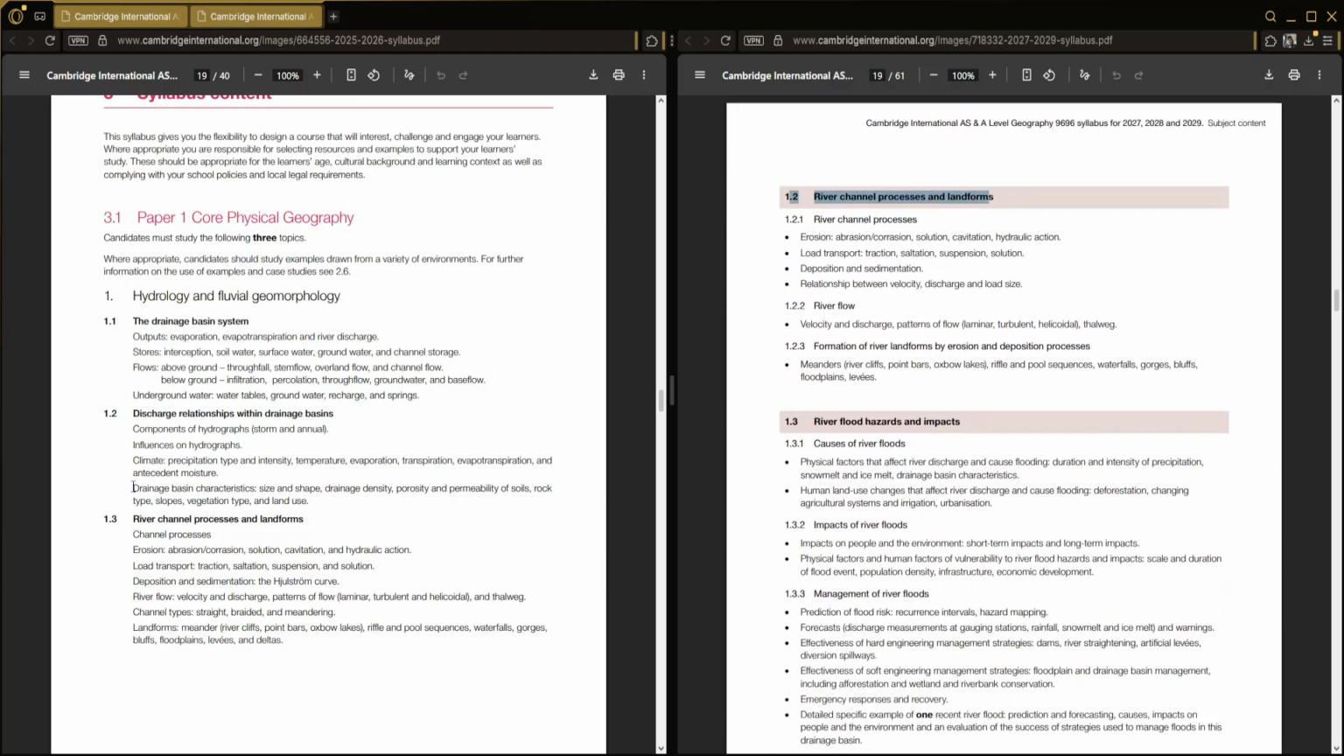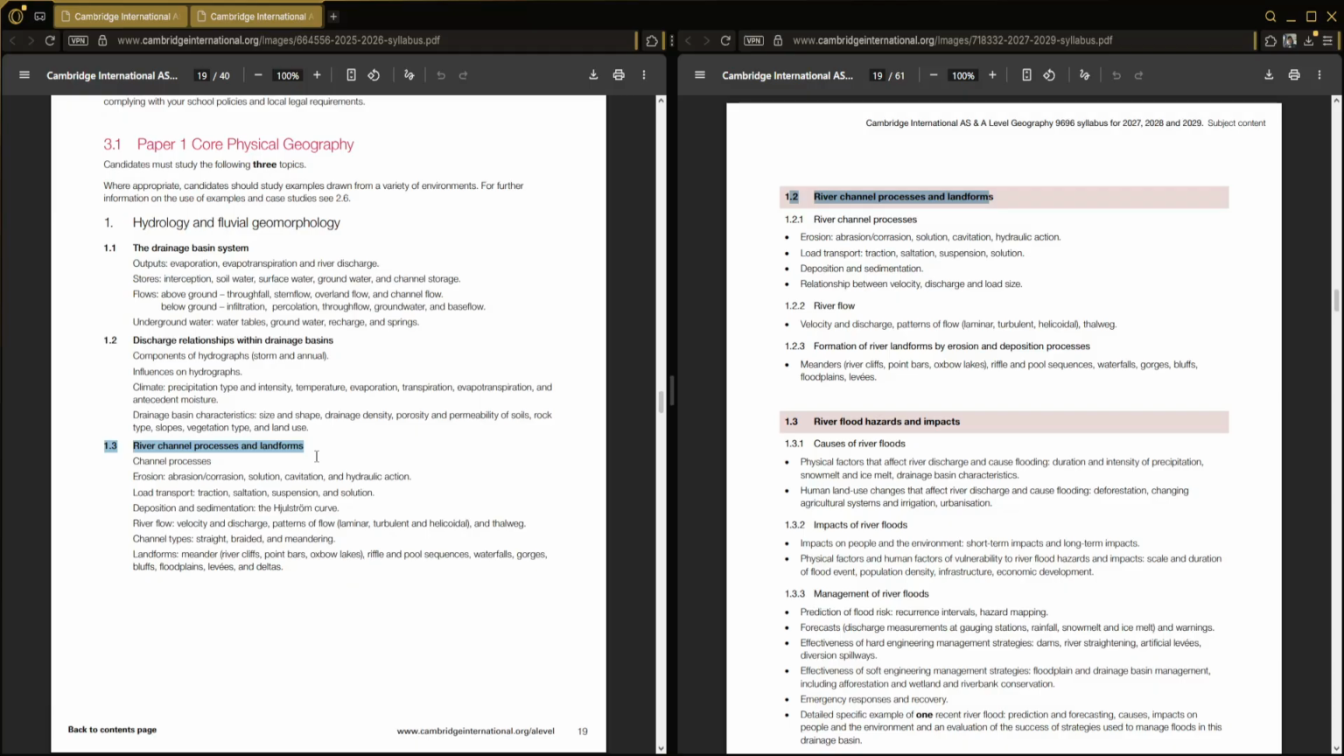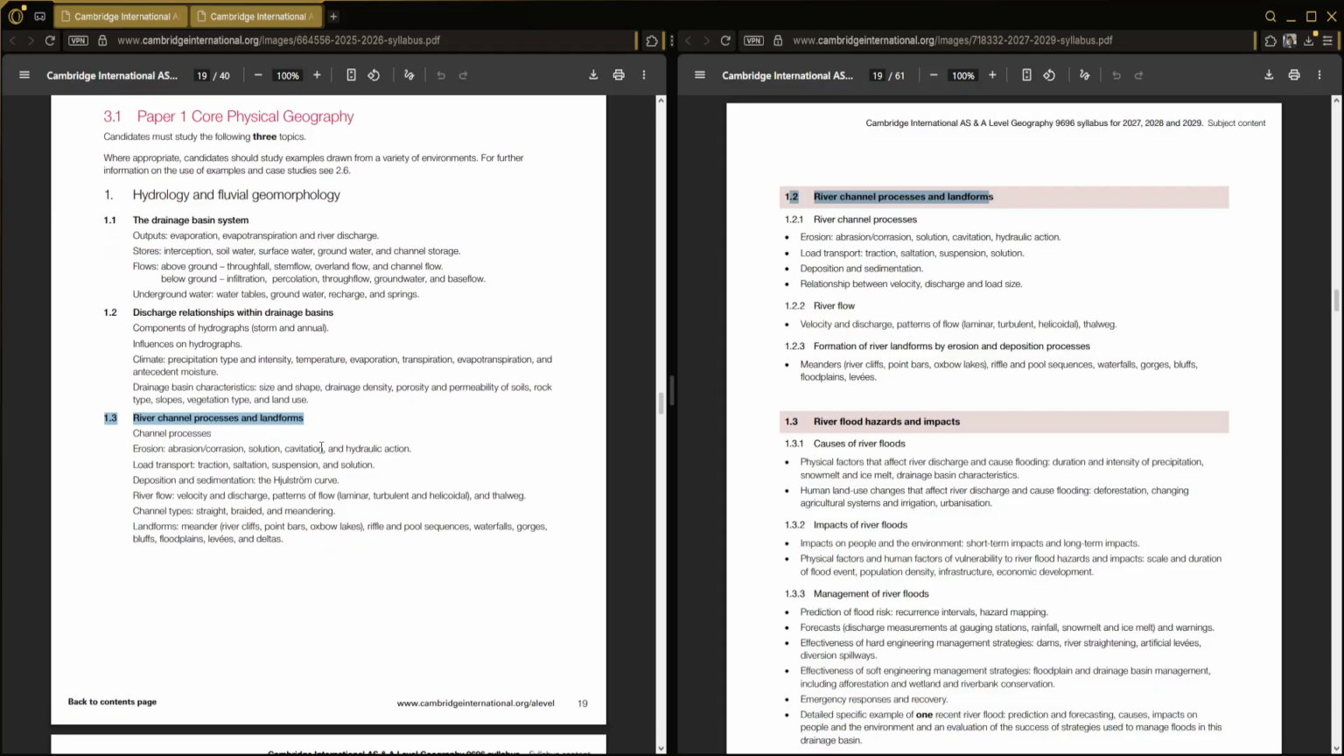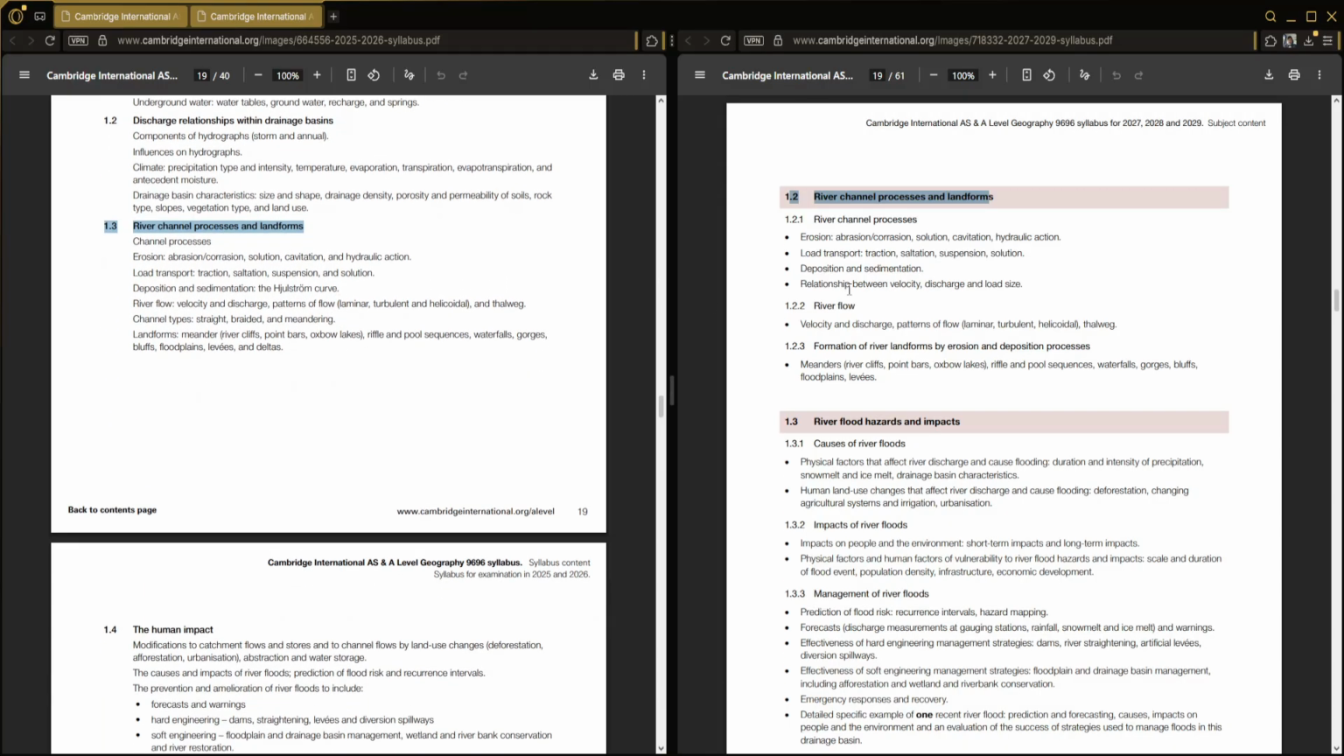1.2, which is the 1.3 in the old syllabus, river channel processes and landforms, is where changes are starting to be seen. One interesting thing to note is that, as you can see here, deposition and sedimentation specifies the Hjulstrom curve. In the new syllabus, it does not specify the Hjulstrom curve. But in my opinion, you actually do still have to study the Hjulstrom curve.